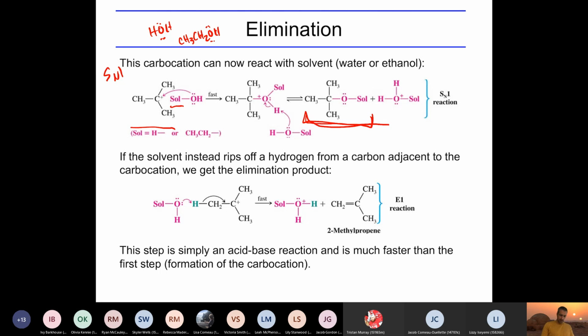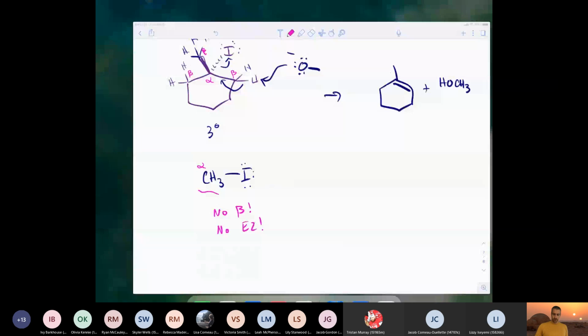But what can also happen now, alpha, beta, beta, is the solvent can instead decide to remove a beta hydrogen and make an alkene. This is not an E2. E2 needs a strong base. E2 is everything happens at once. We call this one E1. Why E1? E1 because the rate determining step is unimolecular. I'm going to write this out more fully over here.